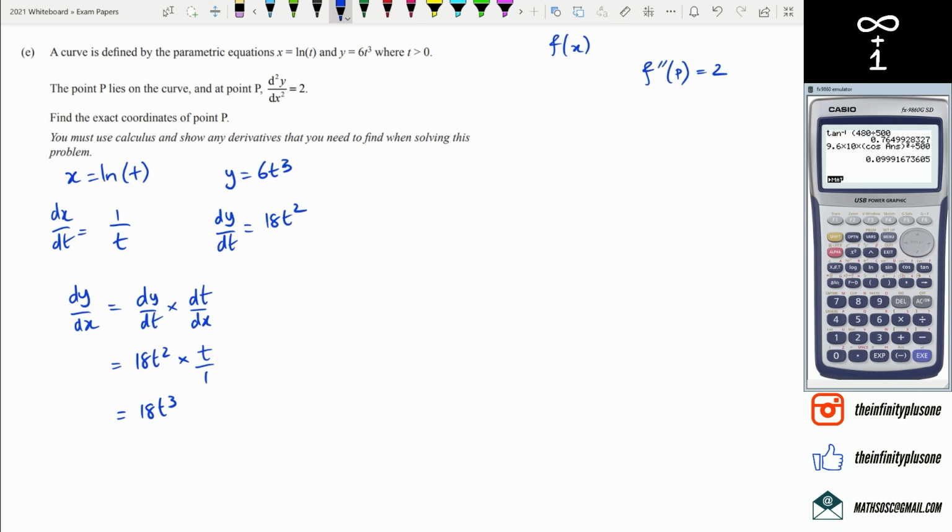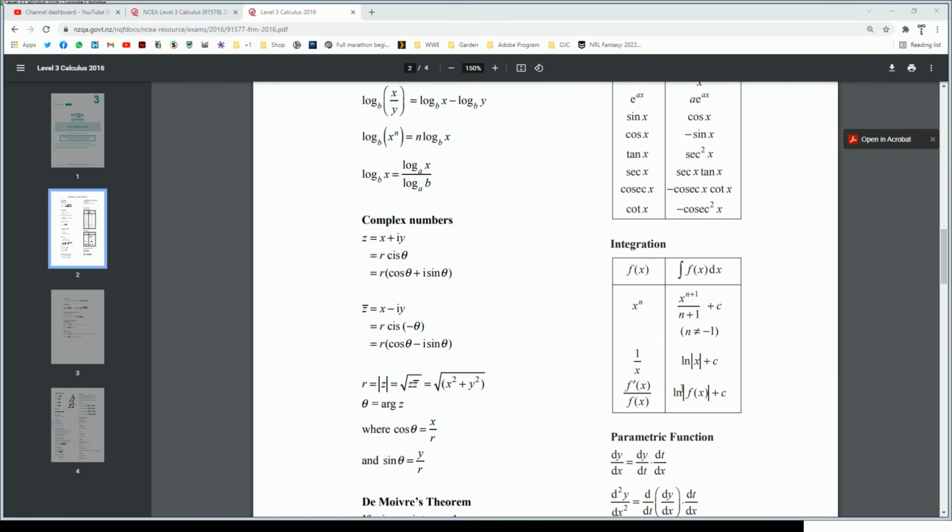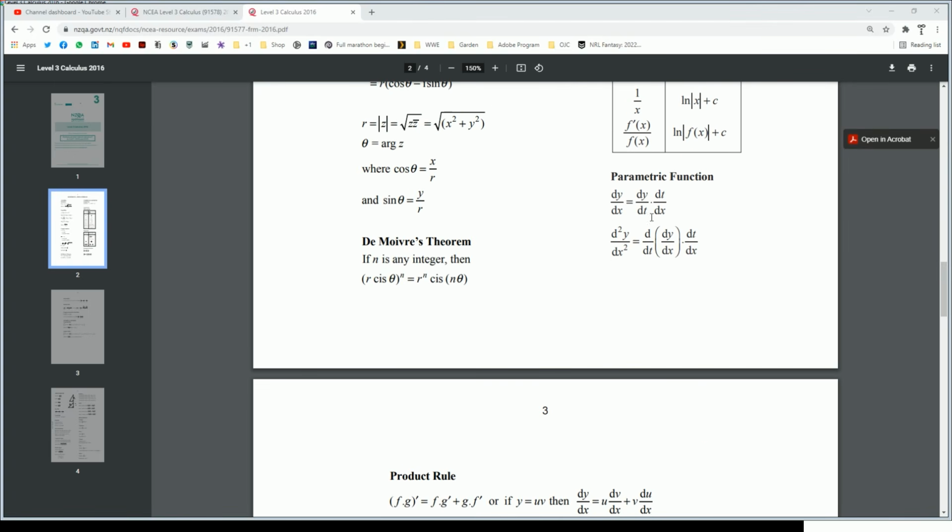Now our double differentiation part, and again, if you forget this, it is available in your formula sheet. Let me just show you guys where it is. In your formula sheet, right next to Norris theorem, there it goes. Underneath all your integration stuff, you're going to find the parametric function. So basically, we just did that first part. Now we're going to copy the second part of this equation and work through from there.